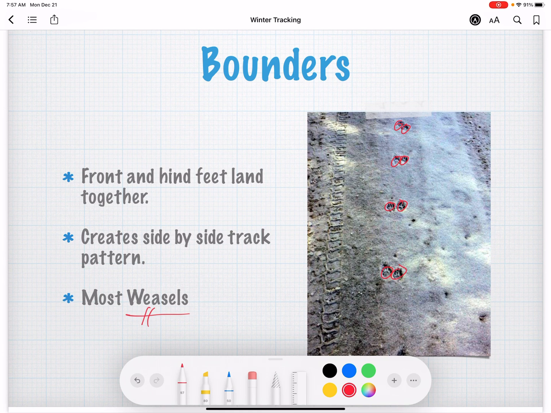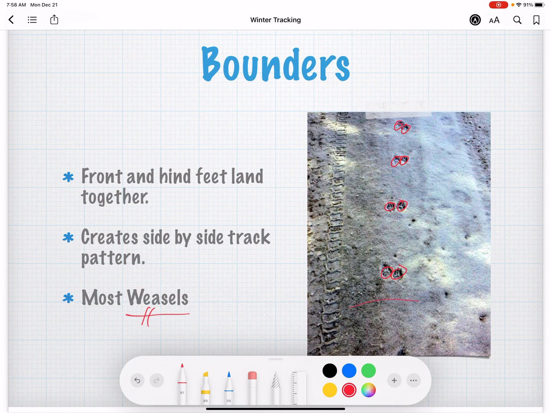So what we're thinking about with weasels is that they are bounders. And I get excited every time I find a set of bounder tracks in the woods because I know I found some sort of cool little predatory weasel running through the woods. And I did find fisher tracks in the TA forest three or four years ago on some fresh snow. So they're around, and these are some of the most exciting, cool tracks to find.